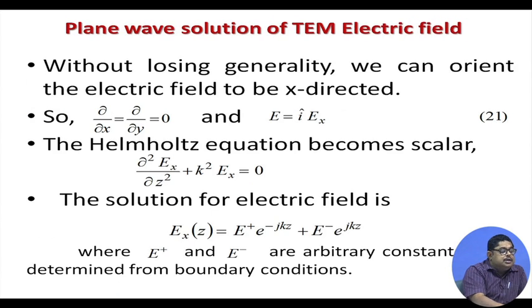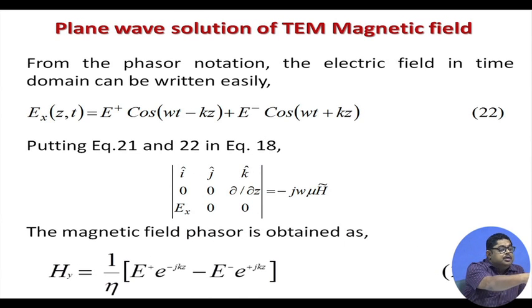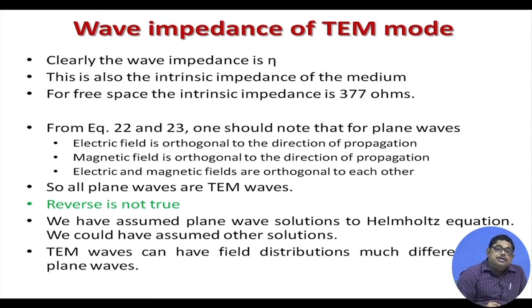Hy is like this, Ex is like this, or if you want the real time signal, Ex is like this, Hy you can easily write, it will also be cos, the same thing, only E plus by eta, E minus by eta, cos omega t. So, you know its structure, but plane waves are TEM waves, but TEM waves are not necessarily plane waves. All TEM waves are not plane waves. So, the reverse is not true.